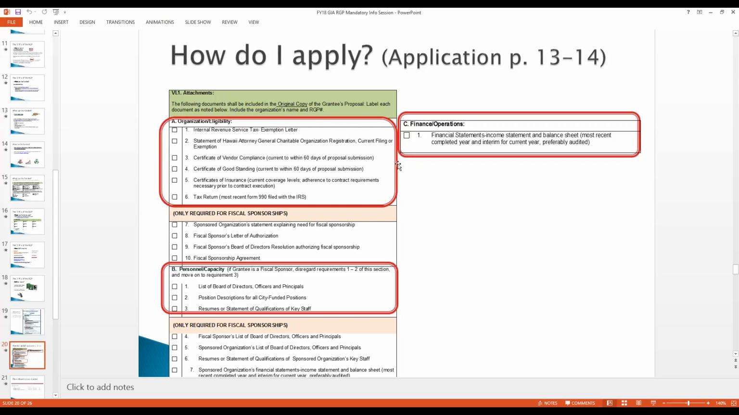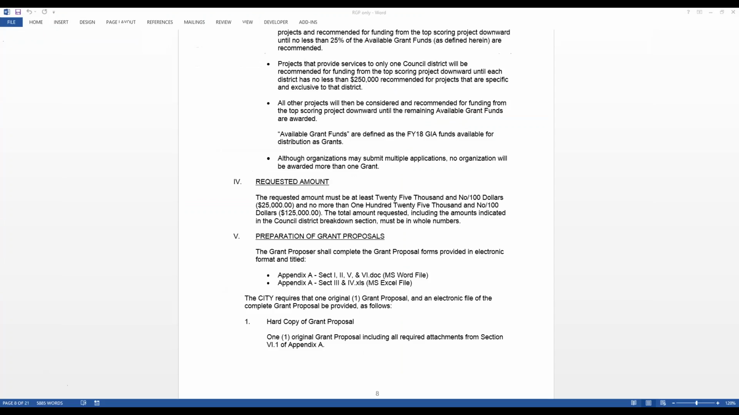All the applicants need to submit the attachments, the required documents that are circled in red, all of them. If you're doing fiscal sponsorship, then you will need to submit additional documentation on top of the ones that circle in red. So I'm going to highlight them right now. So again, for fiscal sponsorship, this is your additional documentation, 7 through 10 and 4 through 7. One moment. Okay, going back to the RGP instructions.